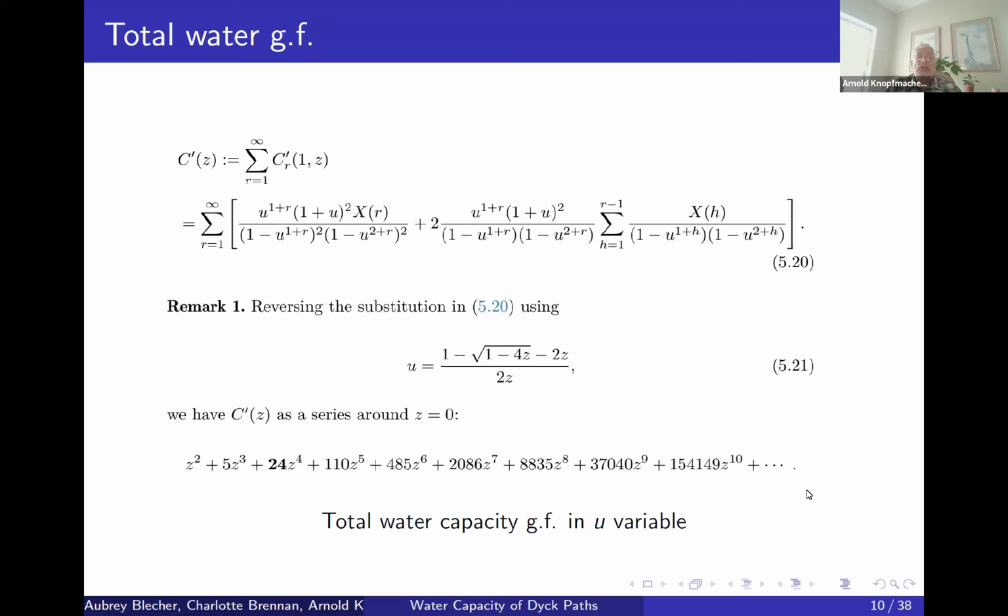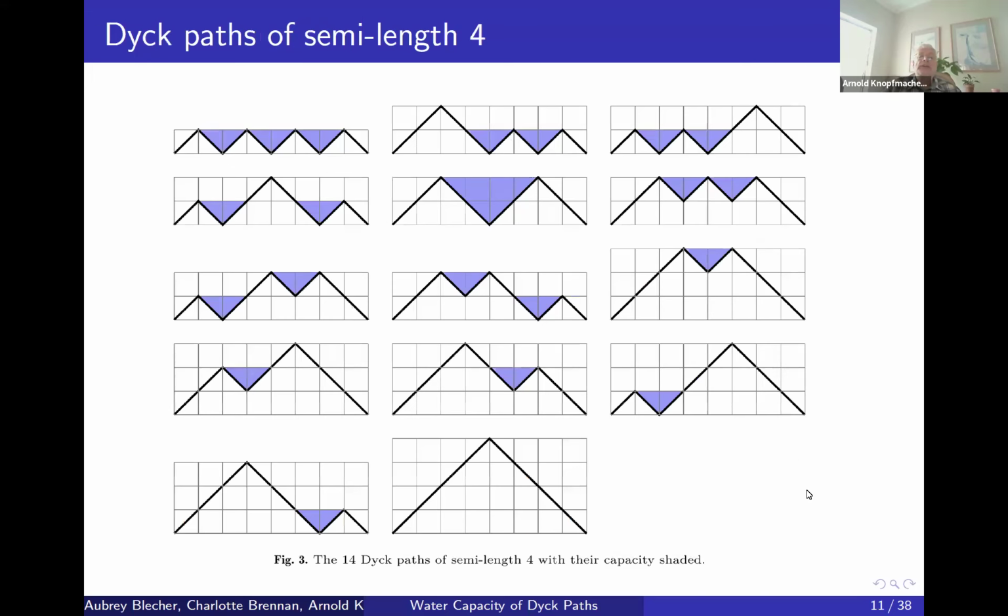So in particular, we're going to take as our example 24z to the 4. So what does that mean? It means that if we look at all the Dyck paths of semi-length 4, of which there are 14 of them, because that happens to be the fourth Catalan number, if we add up the area of all the water, it should add up to 24. Okay, well, luckily that's a small enough case that we can actually check by hand.